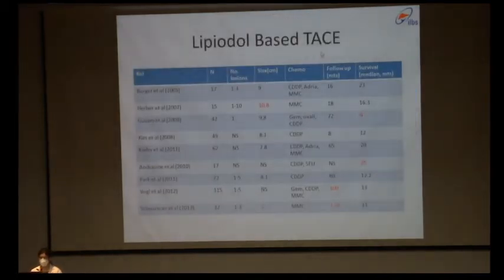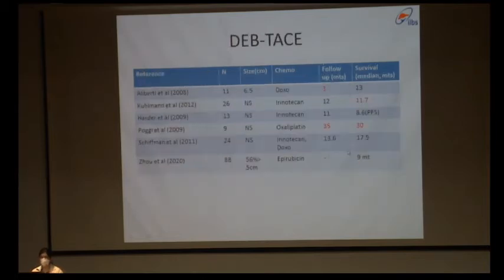TACE can be done by either lipiodol-based TACE or DEB TACE. So again, in these few retrospective case series, the size of the lesion which have been treated with TACE ranges from 2 cm to 11 cm. Most common chemo used is cisplatin and adriamycin, with a follow-up again ranging from 1 month to 8 years, and the median overall survival from 9 months to 25 months.